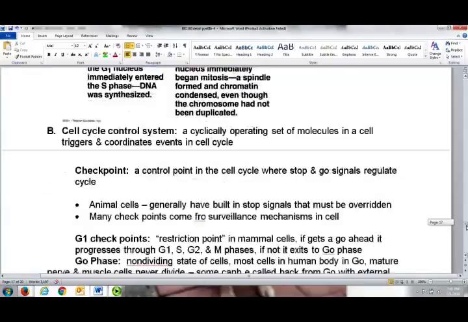So the cell cycle control system, you have a cyclically operating set of molecules in a cell that triggers and coordinates the events in the cycle. We have checkpoints as control points along the way in the cell cycle, where it's going to receive stop and go signals that will help to regulate the cycle.